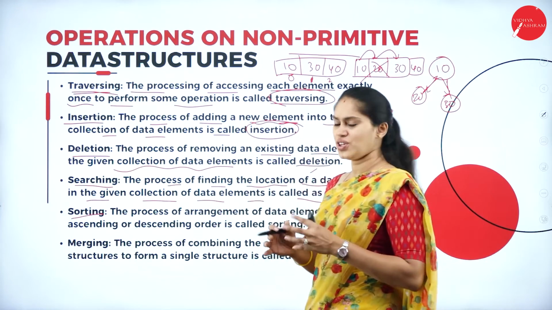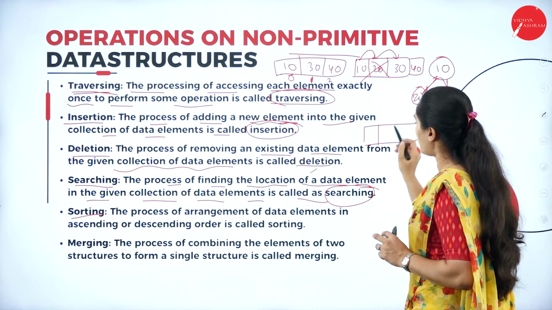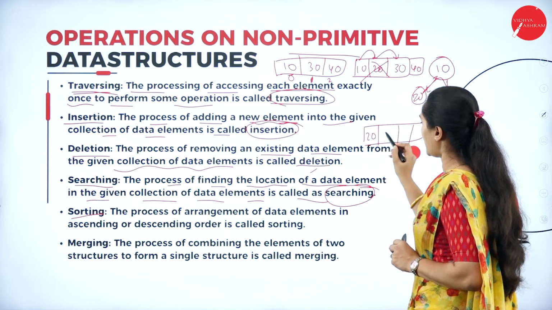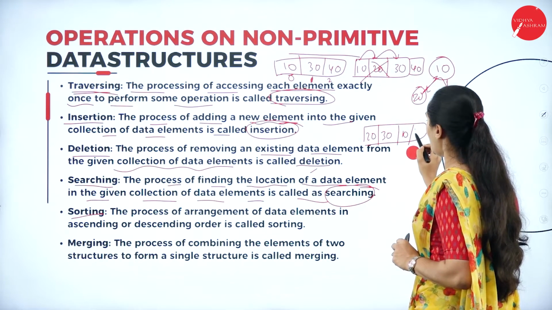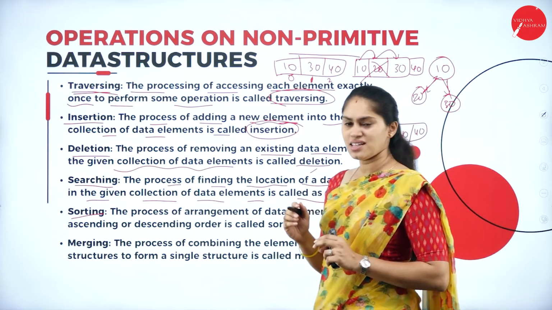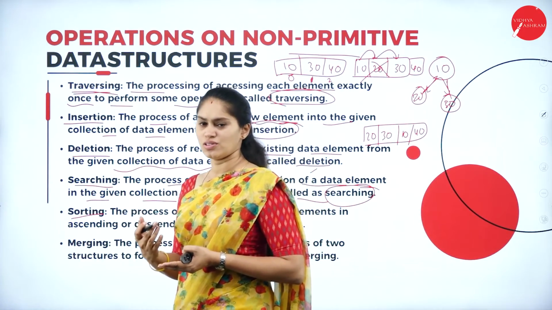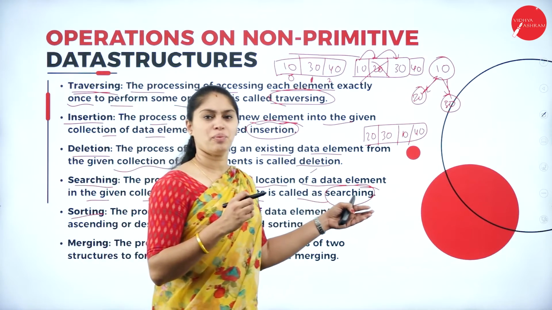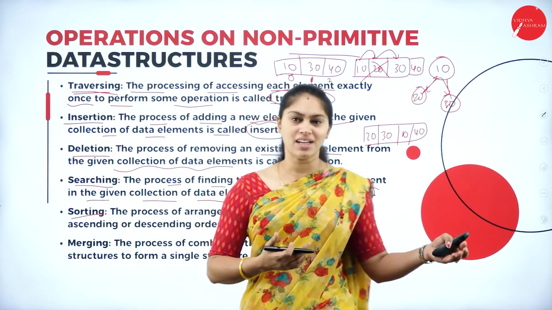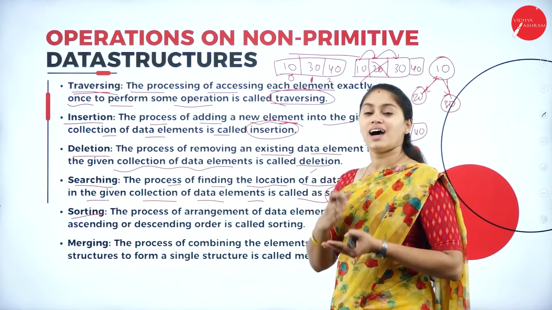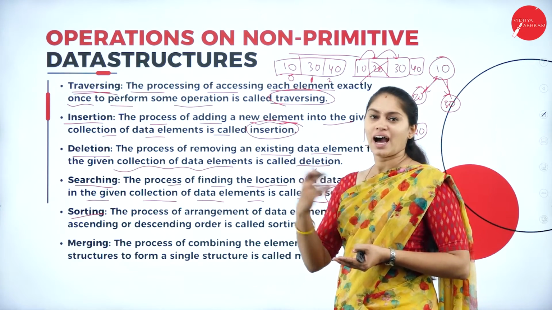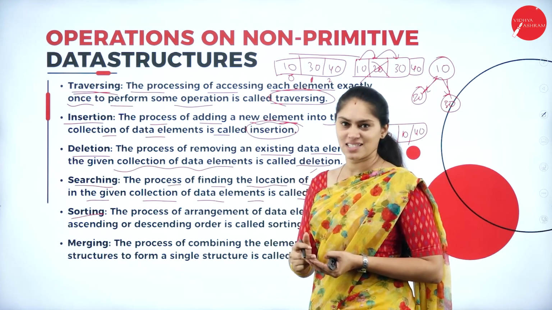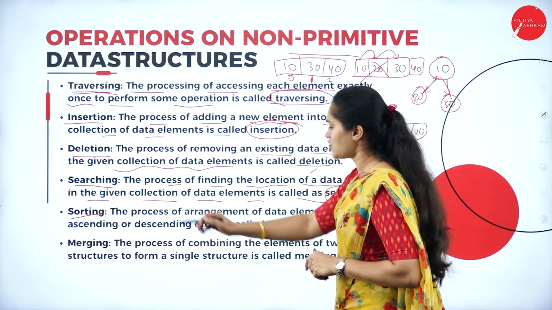So next we have sorting. Just imagine I don't have arranged values. Instead, consider I have 20, 30, 10 and 40. Is this in ascending order? No. Is this in descending order? No. I wanted to perform a sorting operation. Then what do you mean by sorting here? The arrangement of data elements either in ascending order or descending order. So that is what sorting is all about.